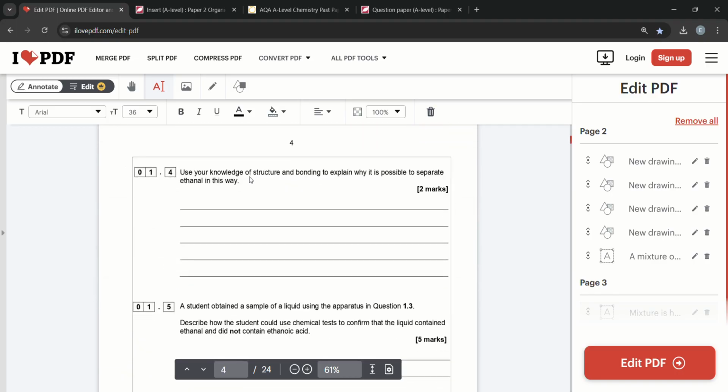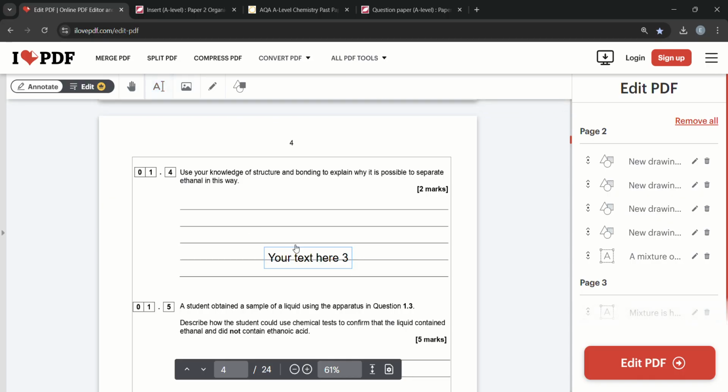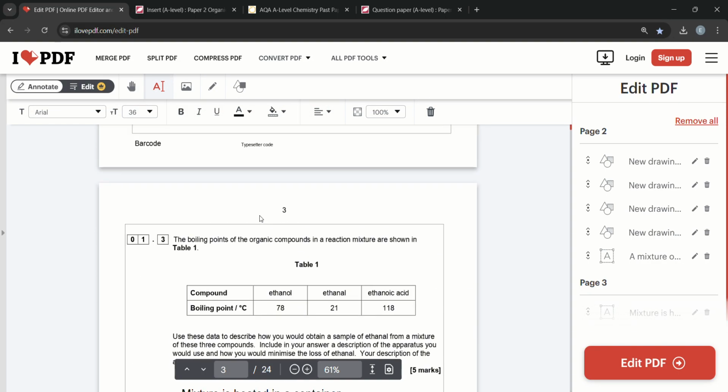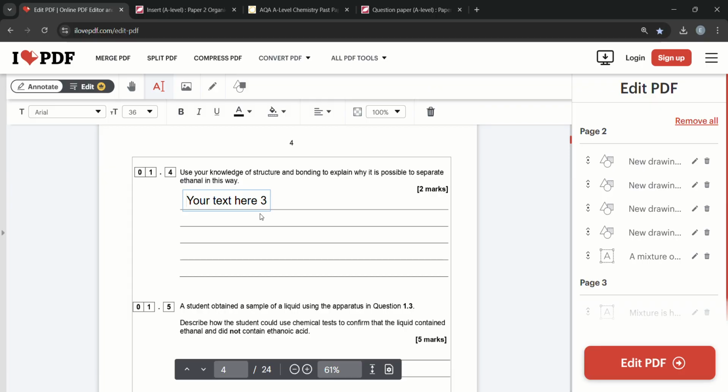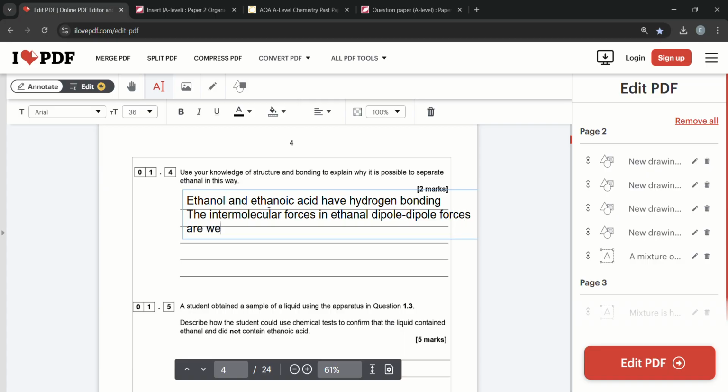Question 1.4. Well, ethanol and ethanoic acid both have hydrogen bonding, that's for sure. So ethanol and ethanoic acid have hydrogen bonding, and the intermolecular forces in ethanol, dipole forces, are weaker than hydrogen bonding.